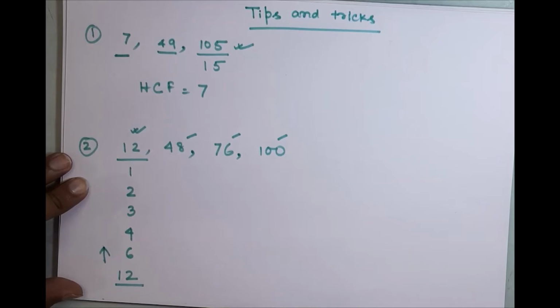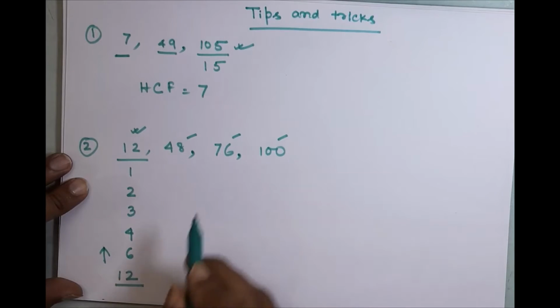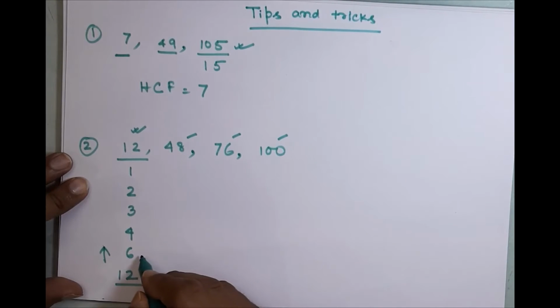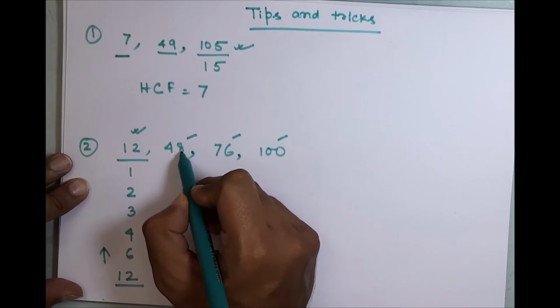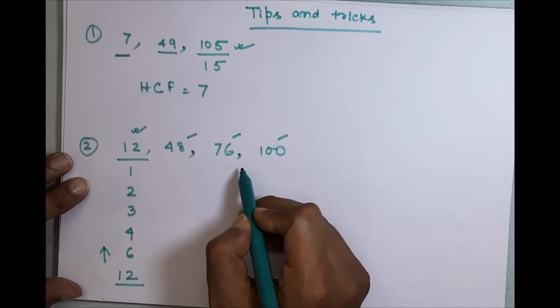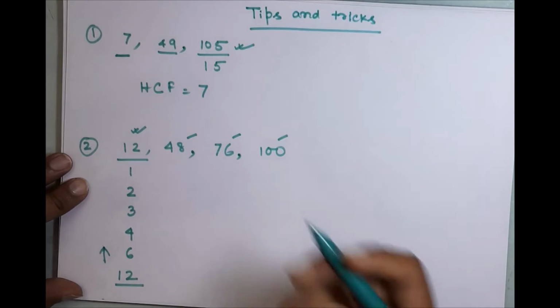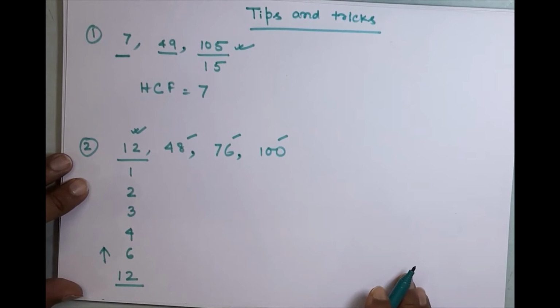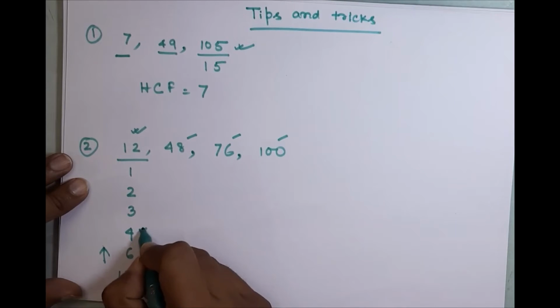We have already seen 76 is not divisible by 12, and 100 is not divisible by 12. We'll pick 6 and check whether the rest of the numbers are divisible by 6. 48, is it divisible by 6? Yes, 6 eights are 48. What about 76? No, 76 cannot be divided. Even 100 cannot be divided by 6. So we'll move to the next smaller factor, which is 4 in our case.